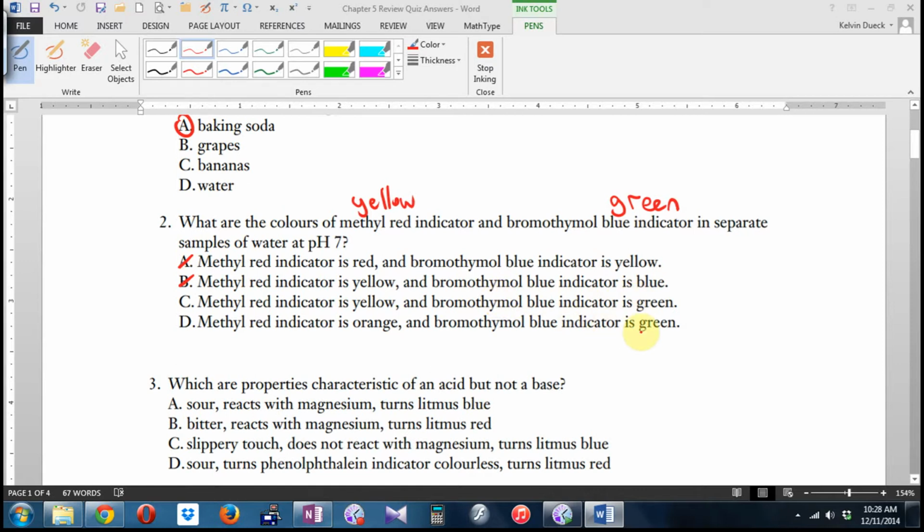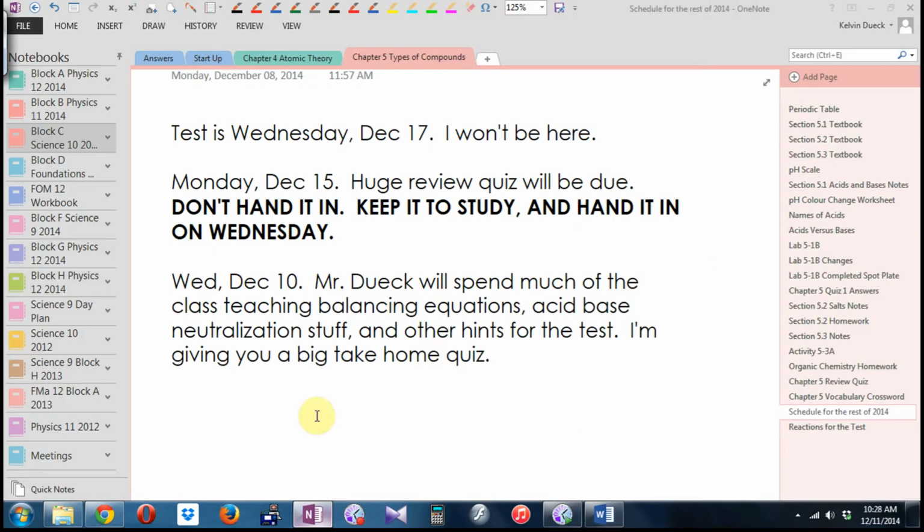Well, I want to say yellow. You know what? I think it's going to be yellow, not orange. I think, oh, hang on, I'm looking at methyl red. You know what? I was looking at the wrong one. That was dumb of me. I was looking at methyl orange. Don't make that mistake. Methyl red is definitely red below pH of about 5. You know what? I suspect it might be orange. Mr. Dueck, I don't remember. If you look at your notes on acids way back here.